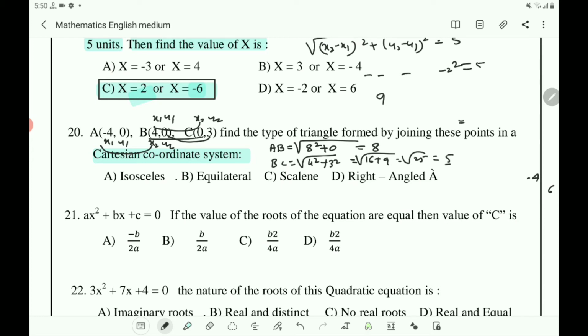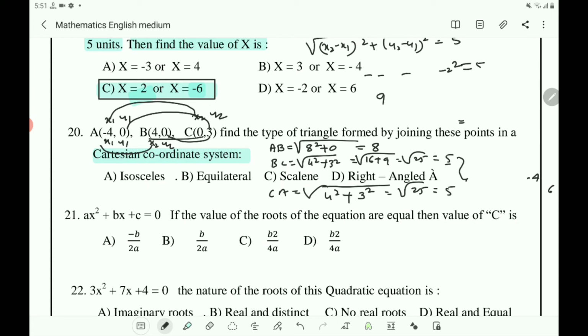Then find AC. Consider x1, y1, x2, y2. x2 minus x1 is 0 minus (-4), you will get 4 squared, plus 3 minus 0, which is again 3 squared. You will get again the square root of 25, which equals 5.